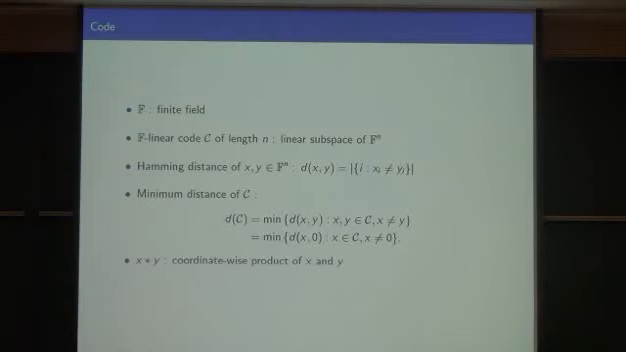Alright, so to start, I'll give some notations. F is the finite field, and an F-linear code C of length n is just a linear subspace of F^n. The Hamming distance of two vectors x and y is the number of coordinates where x and y differ. The minimum distance of C is the minimum of the distance of x and y, where x and y differ. In other words, it's the minimum weight of the non-zero words of the code C. And x * y is the coordinate-wise product of x and y.